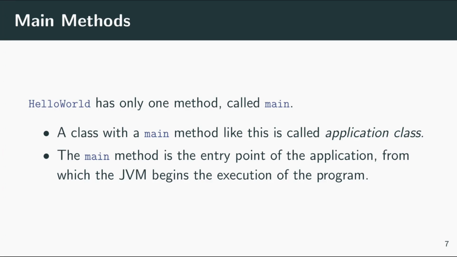The main method is a special method that is the entry point when the Java virtual machine starts executing this program. So what happens when you are starting a program, the virtual machine will look for a main method, and if it finds one, it will start executing this method. The presence of a main method makes the class a so-called application class. That just means that there is a main method that can be executed.